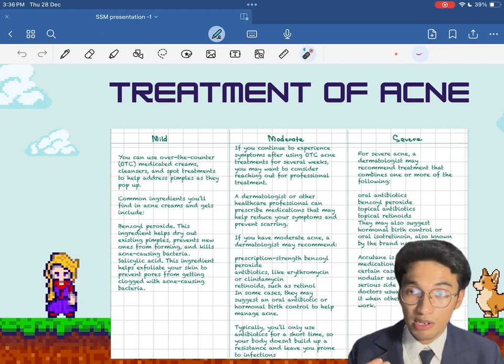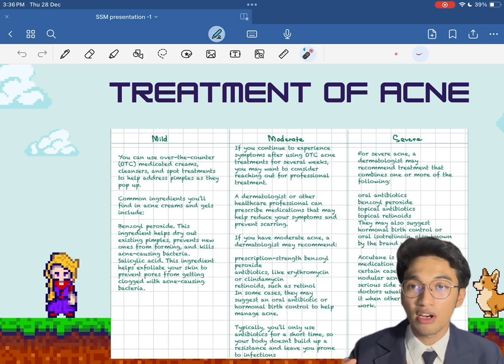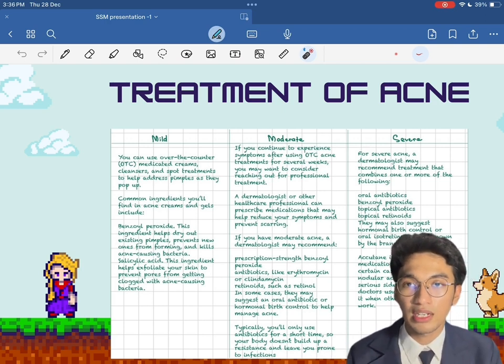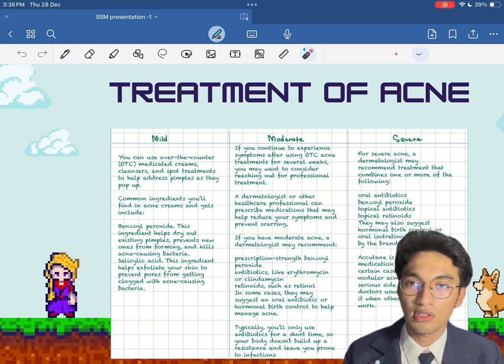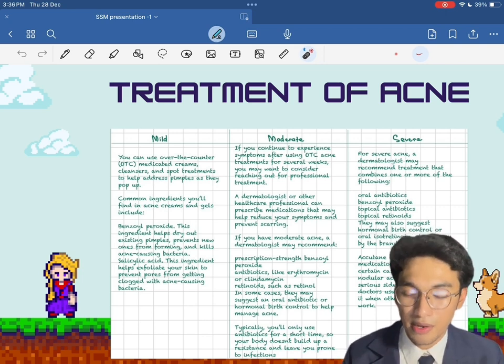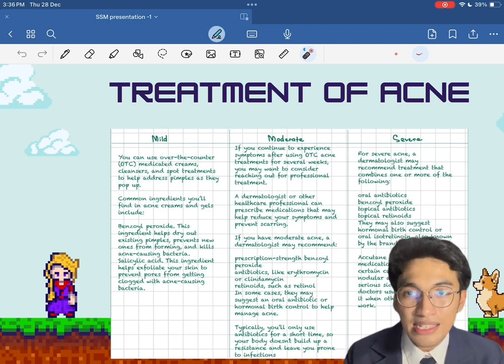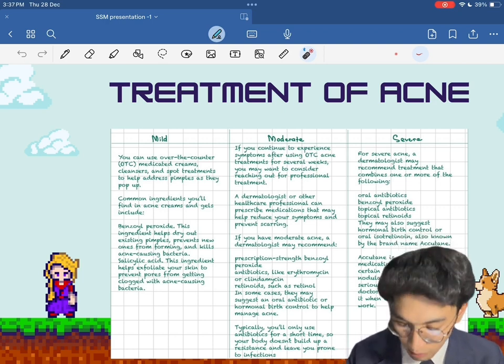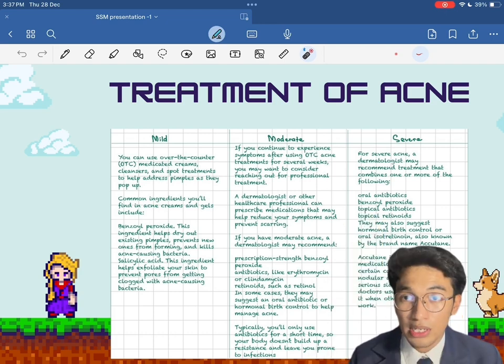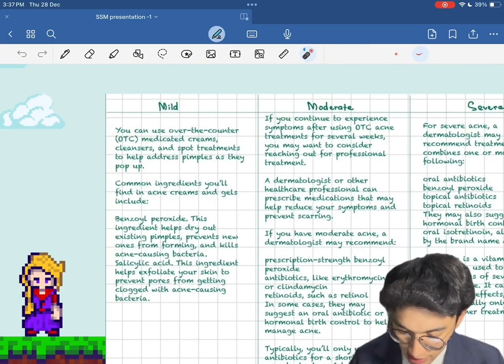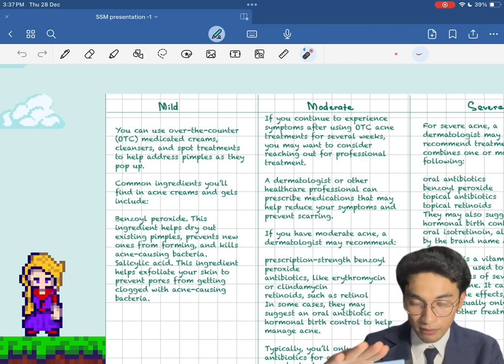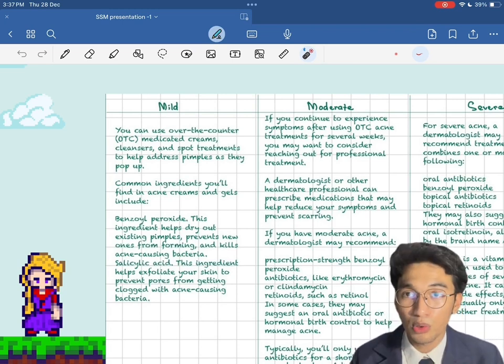bacteria. For your information, benzoyl peroxide comes in many percentages. If you are a beginner, you need to try the low percentage first to make sure your skin can tolerate the benzoyl peroxide. So my advice is to use the lower percentage if you are using benzoyl peroxide. Salicylic acid is also one of the ingredients. This ingredient helps exfoliate your skin to prevent pores from getting clogged with acne-causing bacteria.